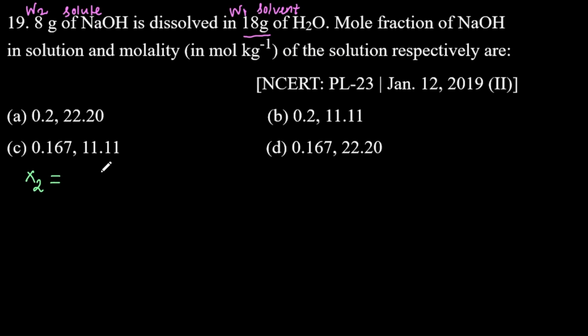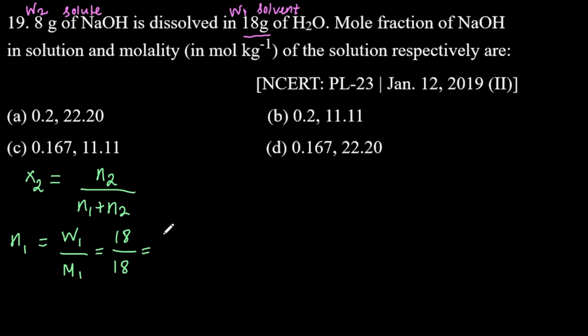So mole fraction has the formula: number of moles of the solute divided by total number of moles. So number of moles of NaOH divided by number of moles of NaOH plus number of moles of H2O. So for this you have to find the number of moles. The number of moles of water, that is N1, equals given mass of water by molar mass of water. So here 1 represents the solvent, that is water. The given mass of water is 18 and the molar mass of water is also 18. So here the number of moles N1 equals 1.